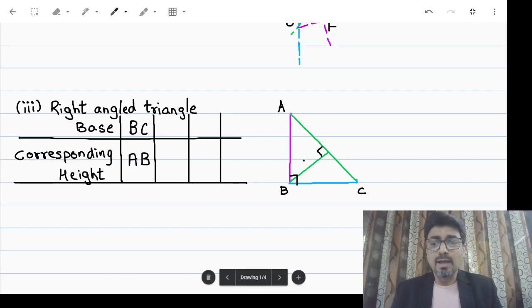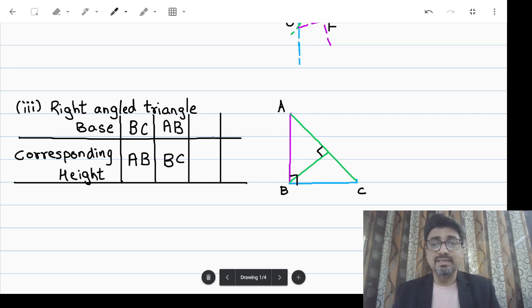Similarly, if I consider the base as AB, for the base AB, let's draw perpendicular from opposite vertex C. CB is the perpendicular to AB, which means again for the base AB, we already have the height, which is already one of the sides of the triangle, that is BC. So I write for the base AB, the height will be BC. This is particularly for right angled triangles, that the two perpendicular sides become height and base of each other alternatively.